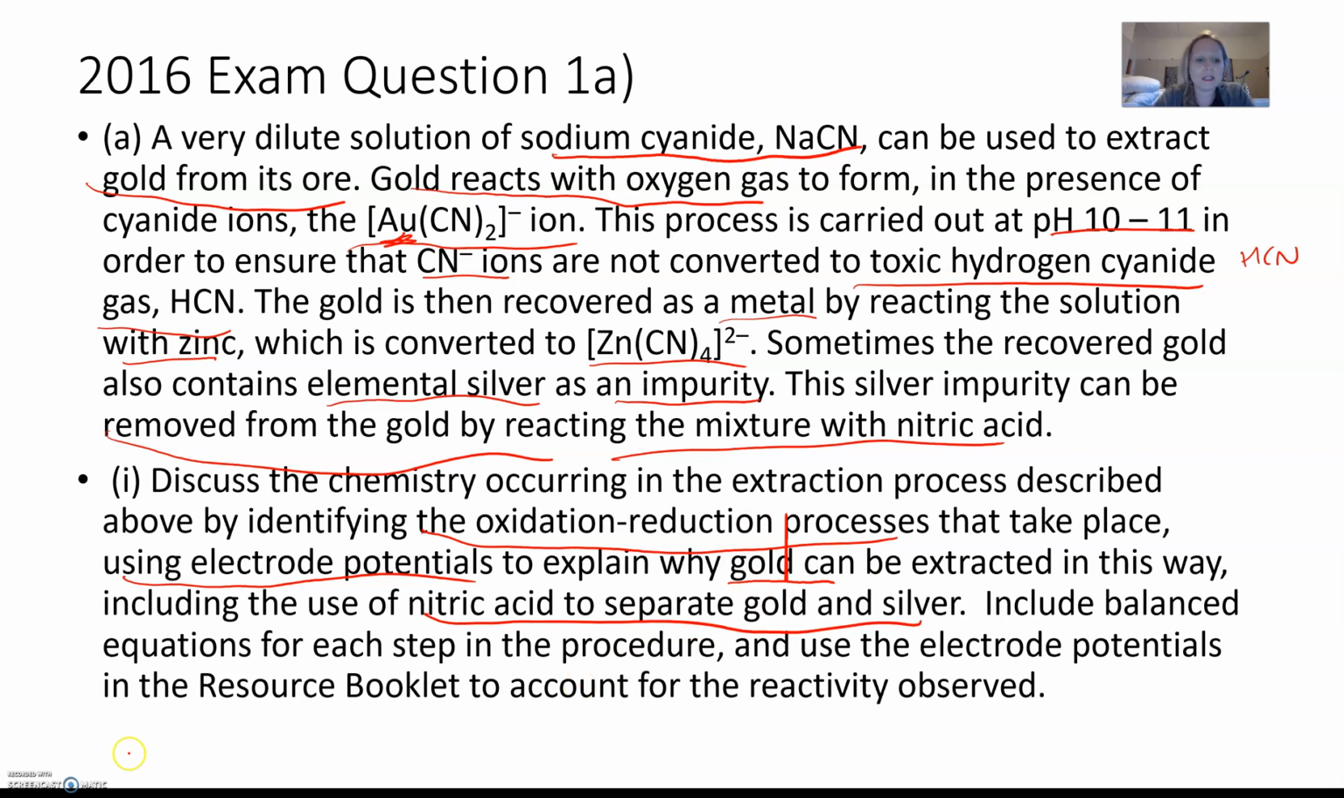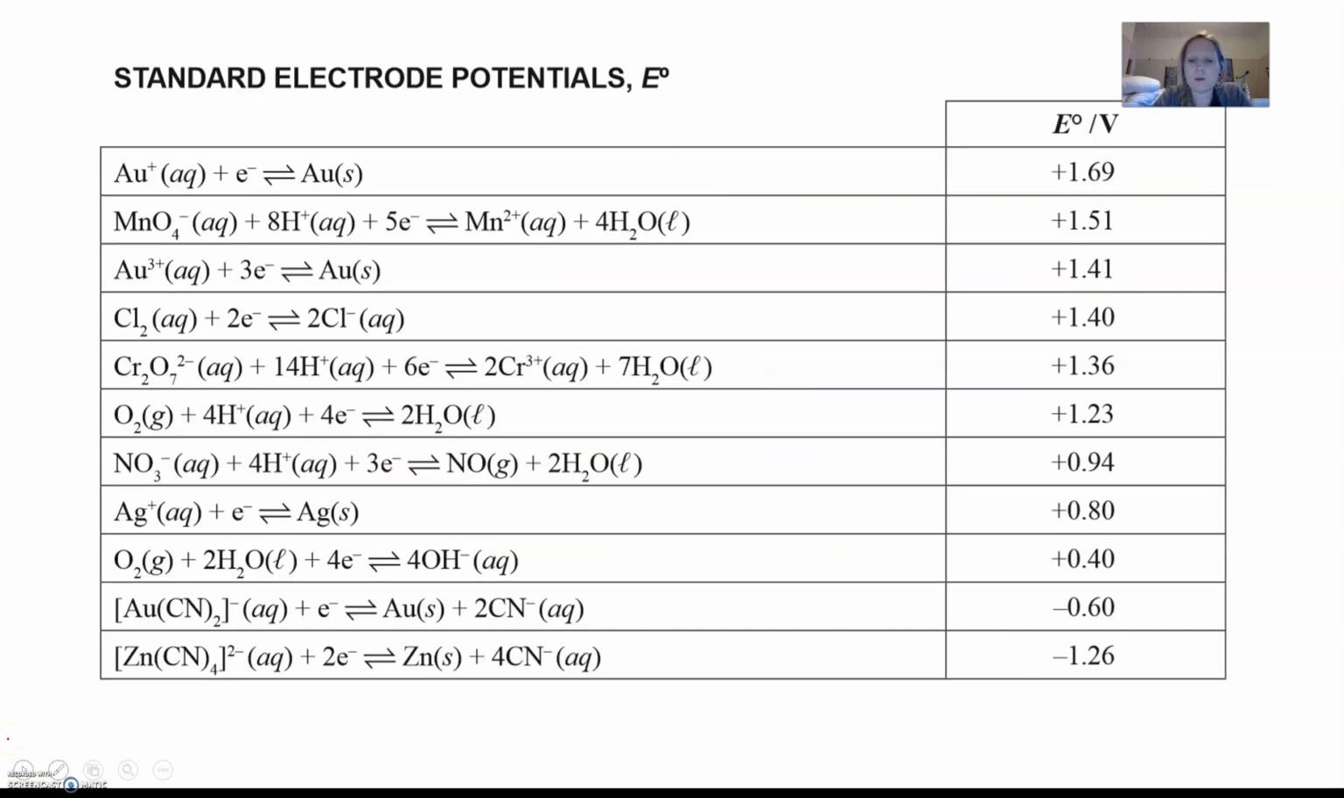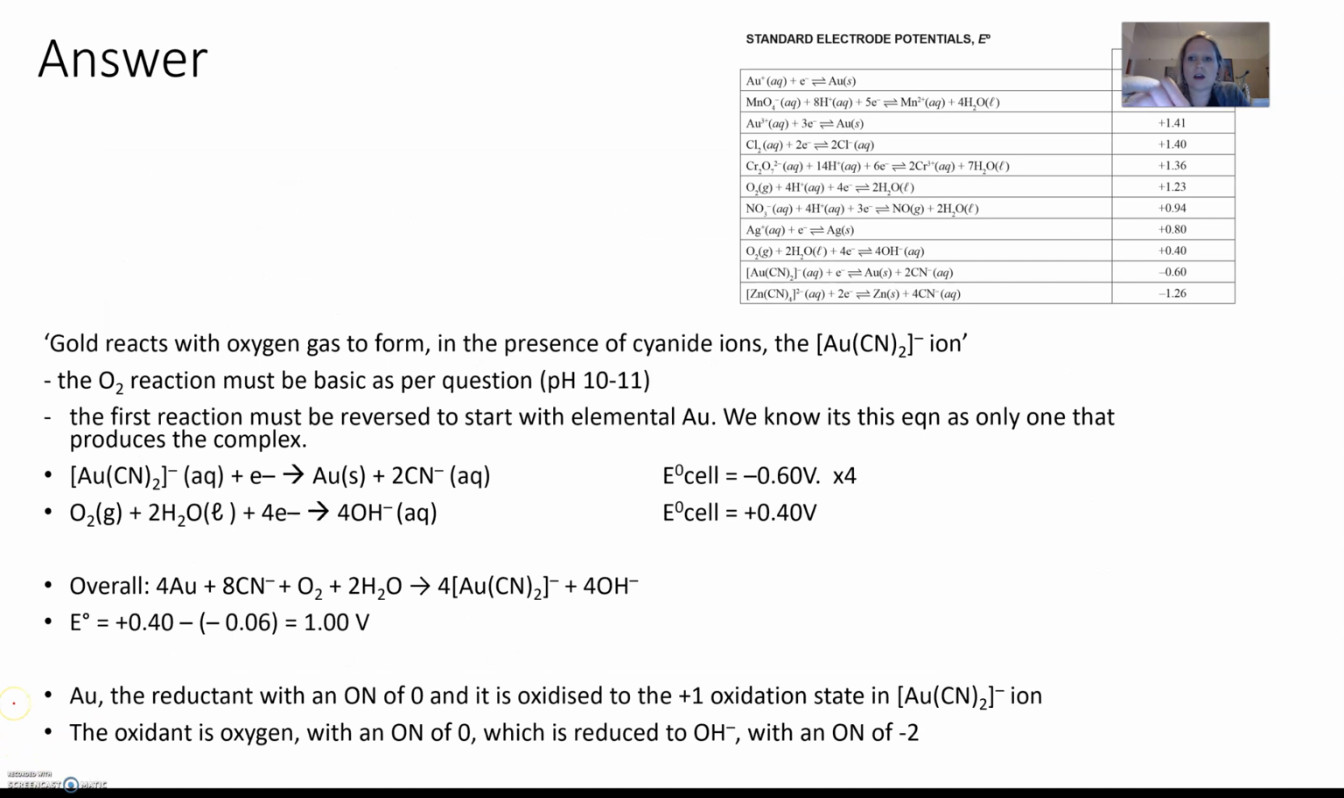Cool. So the next thing to note is that you were given all of these reduction potentials, and some of these reduction potentials relate to a question in a little bit from the 2016 exam. I've copied these into the next slide. They'll be a little bit small, but you'll get the main gist here. So I've just popped this sentence down here. Gold reacts with oxygen gas in the presence of cyanide ions to form the complex.